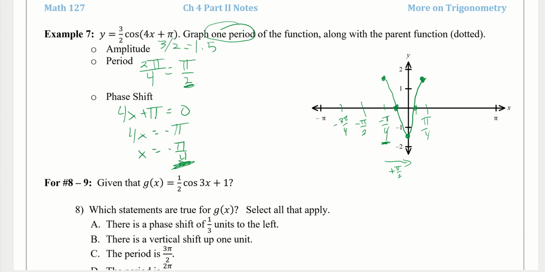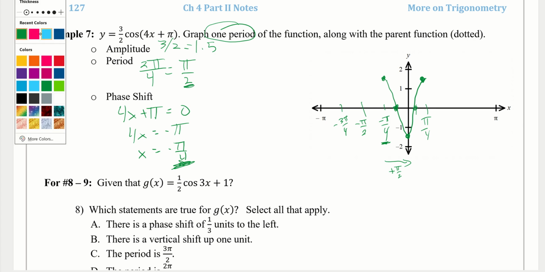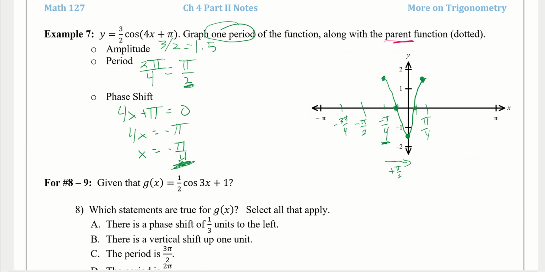Okay, so that right there, that's your graph of cosine with all the transformations. Now it also says, okay, we'll do the parent function just so that we can see the difference. So our parent function is going to be dotted. Now remember, our parent function for cosine, right here, pi doesn't give us enough space. Okay, so this is going to be a little bit different.